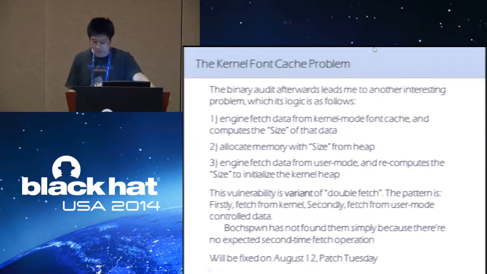did not realize the operations afterwards are directly accessing user mode controllable data. It's a nightmare to see any inconsistency between the kernel cache and user mode controllable data. It's a whole new kind of vulnerability pattern, and the vulnerability is a variant of double fetch. I think the pattern is the first fetch from the kernel, and the second fetch from user mode controllable data. And BoxPwn has not found them simply because there are no expected second-time fetch operations.